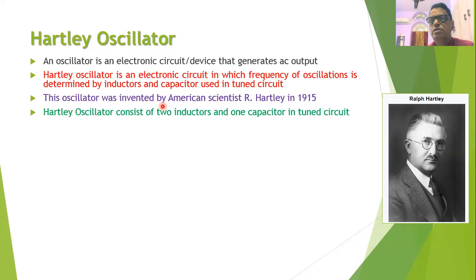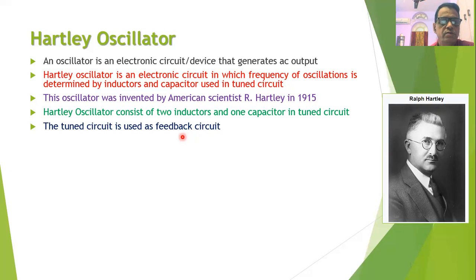Hartley oscillator consists of a feedback circuit, and this feedback circuit consists of an LC tuned circuit where two inductors and one capacitor are used. This tuned circuit works as the feedback circuit in the Hartley oscillator. As we know, for any oscillator, what we require is an amplifier followed by a feedback circuit. So in the Hartley oscillator, the feedback circuit is a tuned circuit where two inductors and one capacitor are used.